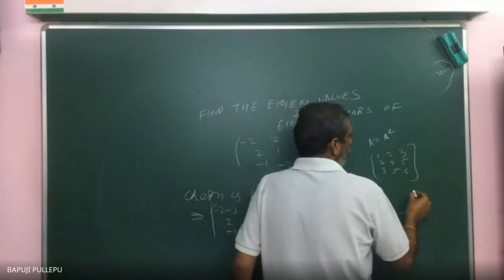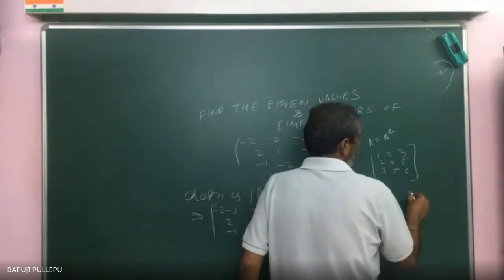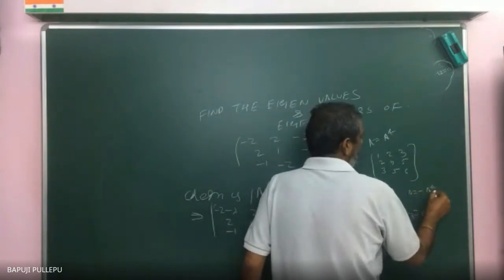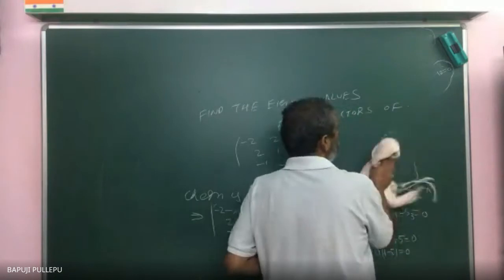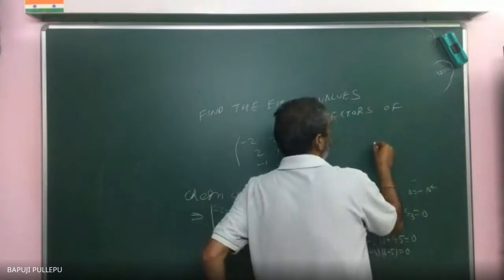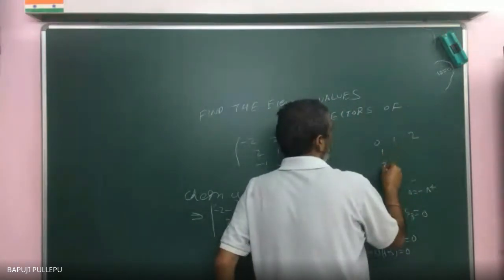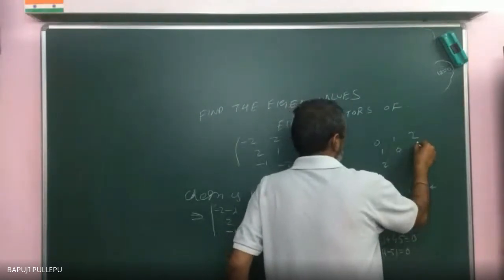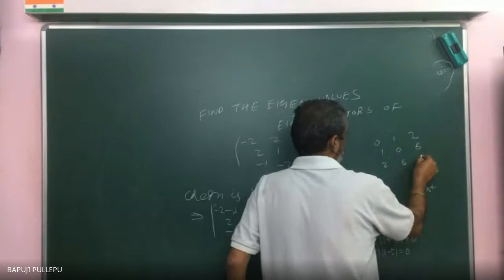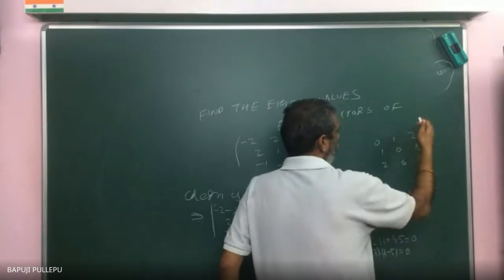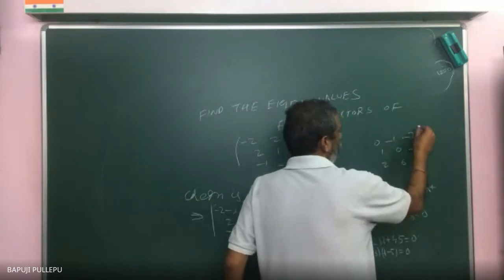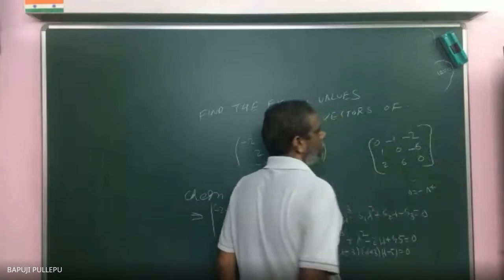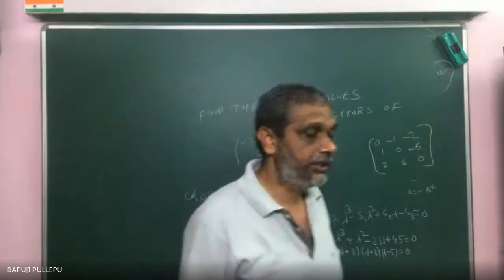Skew-symmetric means what will you get? A is equal to minus A transpose, but the diagonal should be 0. So what will you take? 0, 1, 2; here 1, 0, 6; here also you can write 6. And either above the diagonal you can put minus or below the diagonal you can. So that is the skew-symmetric matrix.